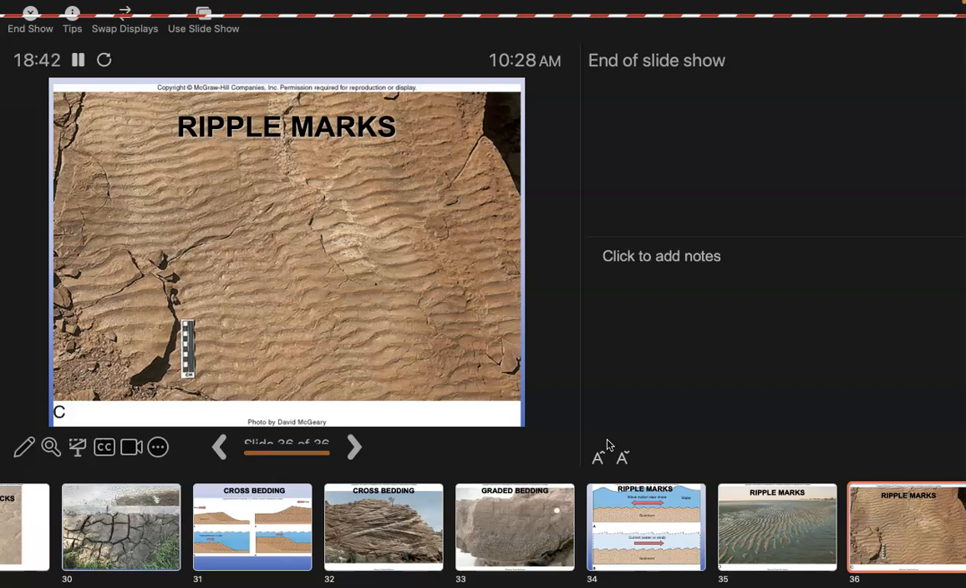So ripple marks. And again, if you've lost the point at this point, all these are just little subtle clues that we see in the rock record that give us a little bit more insight as to what was going on in the environment when that rock was created. And you might think, why the hell do we care? And I agree. Many times there's great reason to say that.